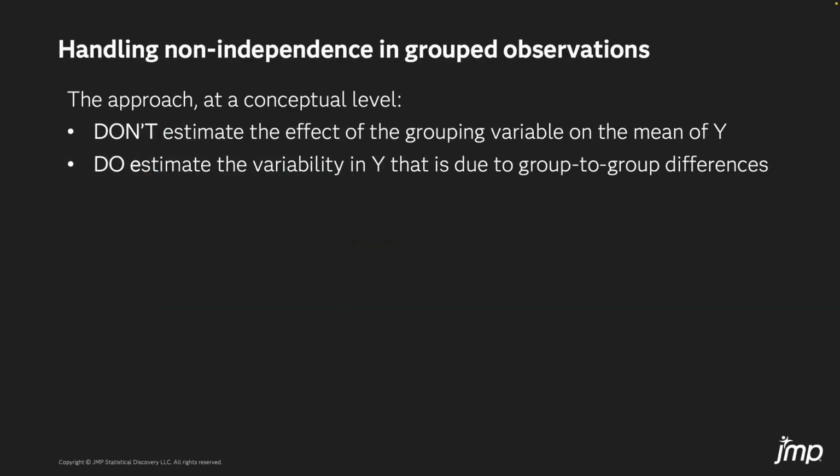Here's how we're going to handle the non-independence in these grouped observations using a mixed model approach. And here's the approach at a conceptual, really non-technical level. We're not going to estimate the effect of the grouping variable on the mean of y. So we're not going to include class or hospital or raw material batch or whatever as a traditional effect in a regression model. Instead, we're just going to estimate the variability in y, in our dependent variable, that is due to the group-to-group differences.